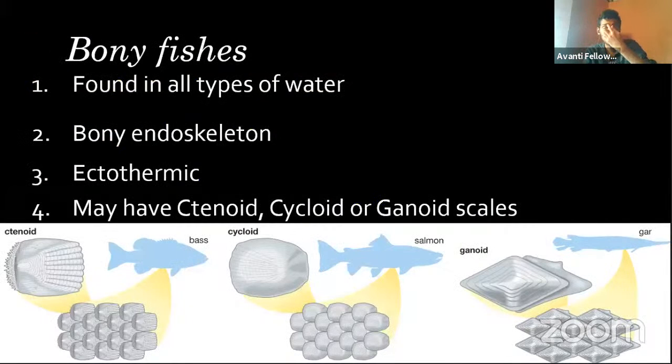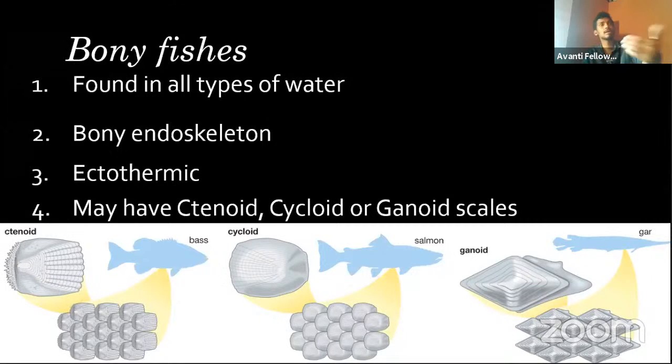We will move on to the Osteichthyes or bony fishes, and discuss their general characters. First, they are found in all types of water. Where can you find the bony fish? The question we already asked, right? You can find bony fish in freshwater, in estuarine water, and also in marine water. Most of the fishes you encounter in your regular life are bony fishes only.